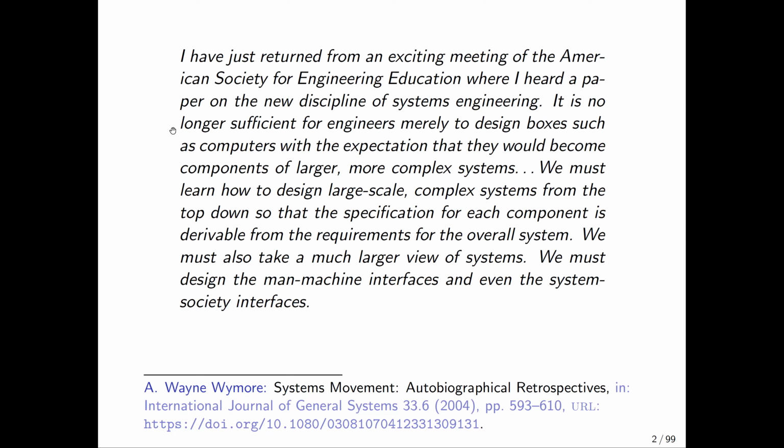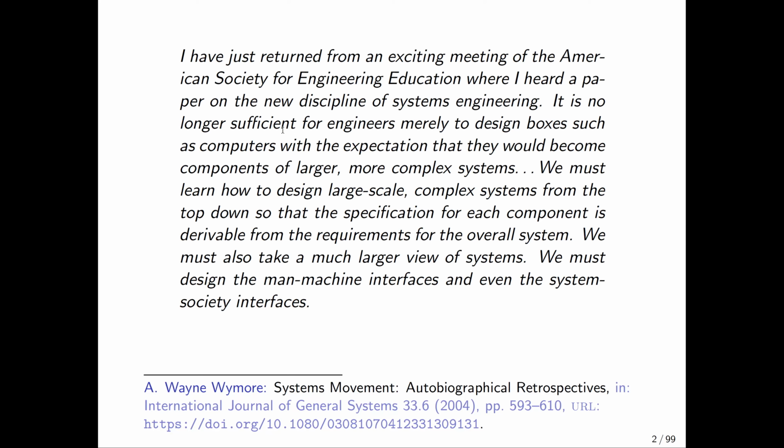And it caught my attention that, in his autobiographical notes and his recollections about this time, Professor Wymore talks about a time when the dean of his college came to talk to him, and Wymore recalls approximately the following words from his dean. So the dean said something like this: I just returned from a meeting at the American Society for Engineering Education, and I heard of this new exciting discipline called systems engineering. So the dean said, remember, this is 1950 something, right?